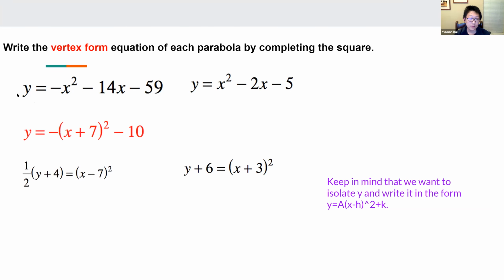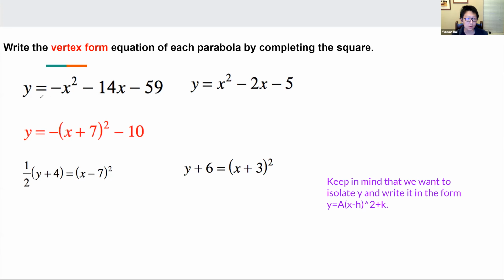So we see the answer to the first question, y equals negative x squared minus 14x minus 59, is y equals negative (x plus 7) squared minus 10. So how did we get to this answer? I think I will annotate on the side over here. So over here we see y equals negative x squared minus 14x minus 59. This time, instead of setting this part equal to 0, it's already equal to y. So we just keep it like that.